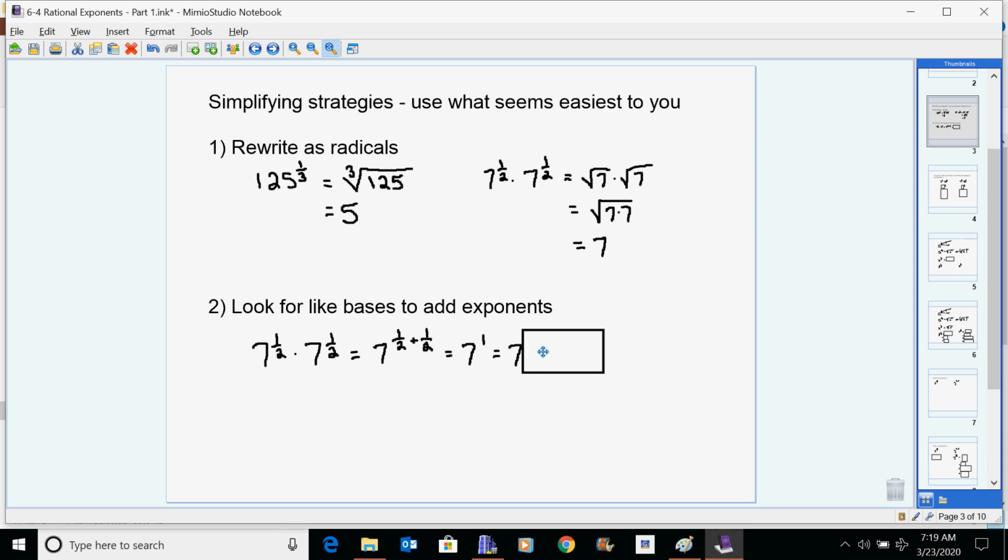A half plus a half is 1. 7 to the first power is 7. This is just another way of solving when you've got these rational exponents to deal with.